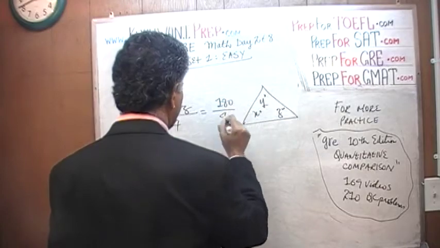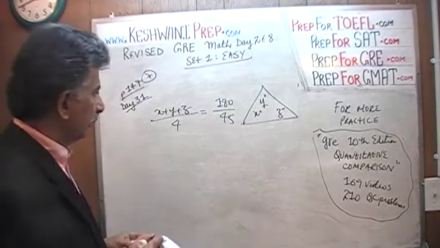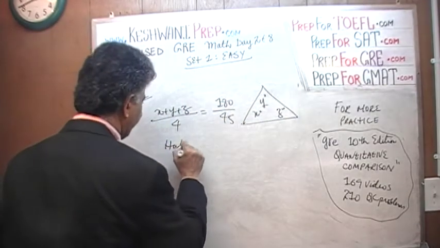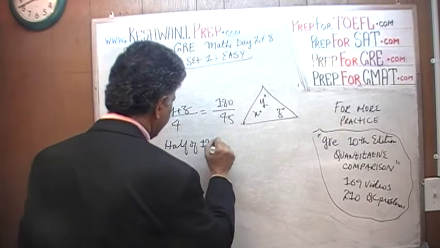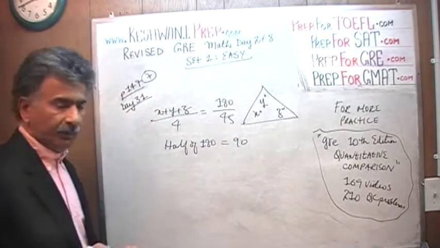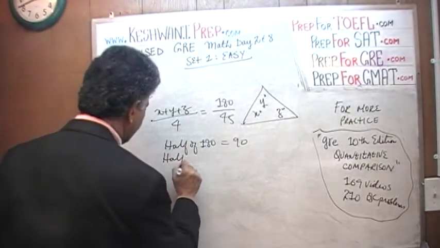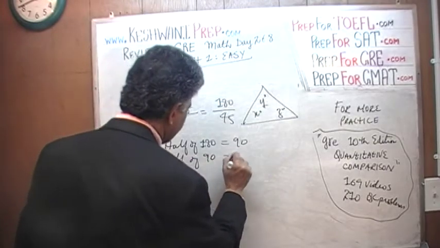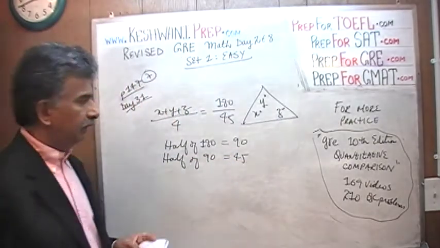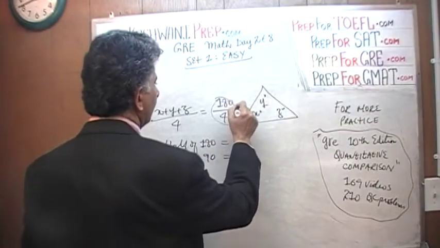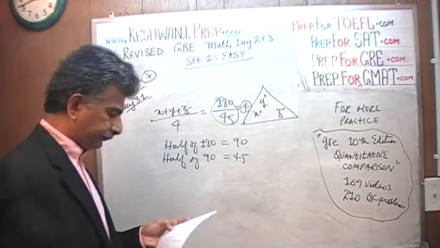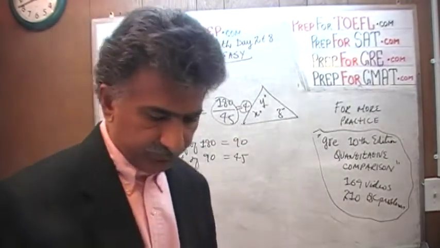So how much is 180 divided by 45? Well, we know half of 180 is 90. And we also know that half of 90 is 45. Therefore, 180 divided by 45 is 4. The answer is C.